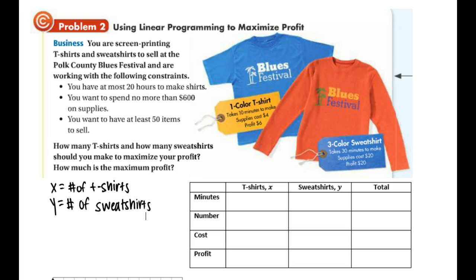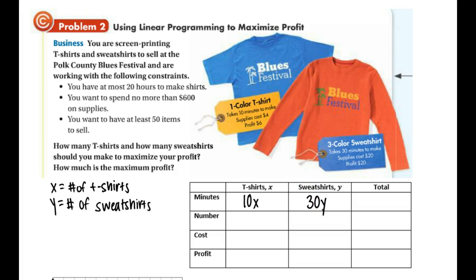Let's focus in on the first row for the minutes. It says here in the picture that it takes 10 minutes to make one colored t-shirt, so I'm going to write 10x. And for sweatshirts, it takes 30 minutes to make, so 30y.